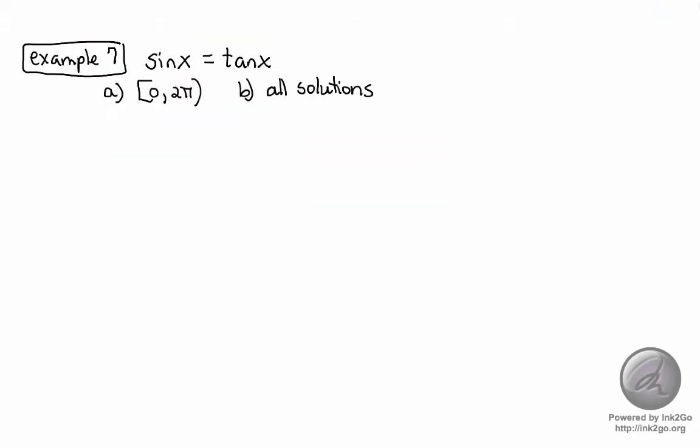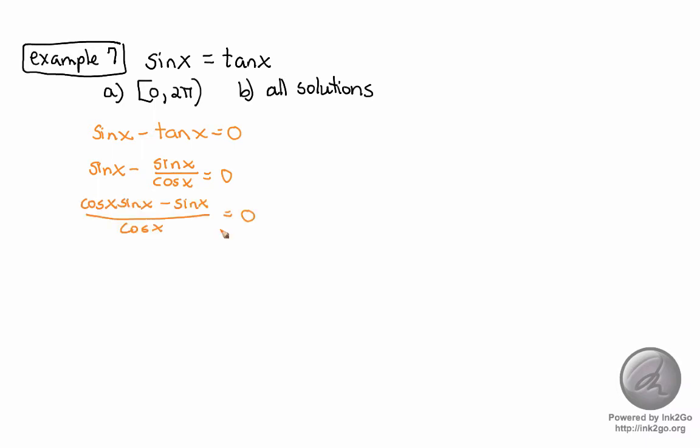Okay, I want to start the same way on example number 7. Set it equal to 0. Now, I don't have a GCF in common here, so I'm kind of stuck. When you're stuck, remember we write everything in terms of sine and cosine. I need to subtract these fractions, so a common denominator. Multiply each side by cosine of x. Now I have a GCF, so I can factor out the sine of x.